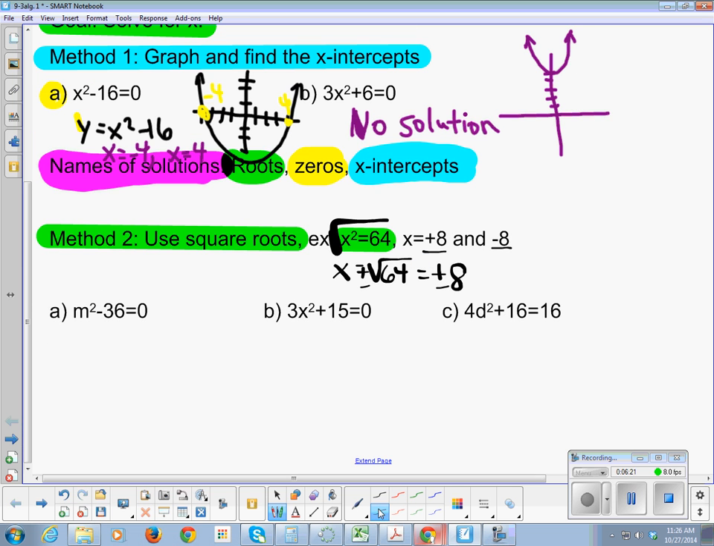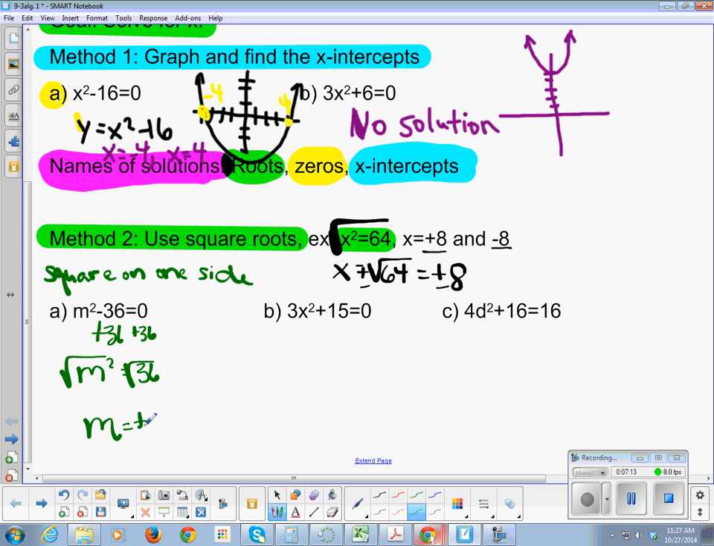All right, so let's look at that here for this problem. So the first thing I want to do is, in order to use square roots, I need your squared term on one side and everything else on the other. So in this case, I'm going to have to add 36 to both sides to get my square all by itself on one side. So this is actually m squared equals 36. And like we saw before, when I take the square root of both sides, I have to say that the answer is going to be plus and minus 6. Both of these answers are correct.